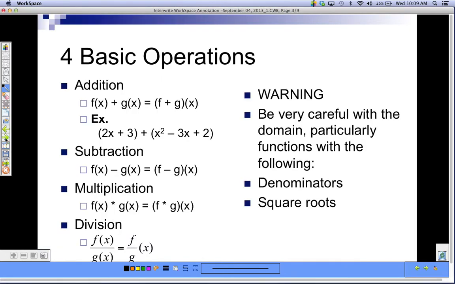So, there are 4 basic operations. There's addition, where we are just going to add the 2 functions together. Subtraction, where we subtract the 2 functions. Multiplication, and division. We are mainly going to focus on addition, subtraction, and a little multiplication. But you need to be very careful about your domain, especially when we have denominators and square roots. If you need to pause the video to write this down, you may.